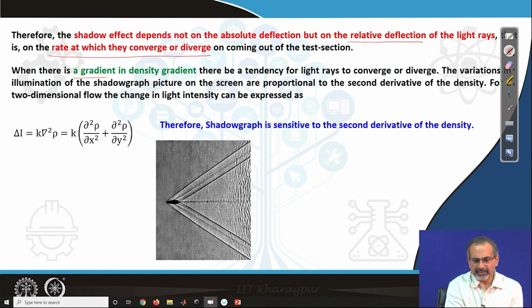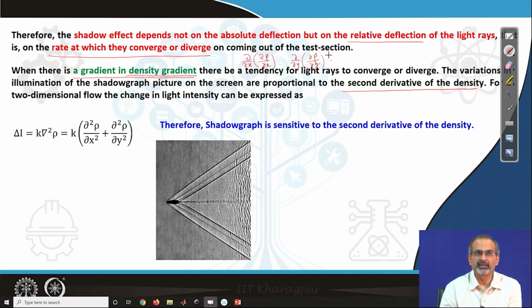When there is a gradient in the density gradient itself, there will be a tendency for light rays to converge or diverge collectively. The variations in the illumination of the shadowgraph picture on the screen are proportional to the second derivative of the density, because you are talking about, say, del x of del rho del x or del y of del rho del y, instead of just del rho del x or del rho del y, which we saw in Schlieren system.